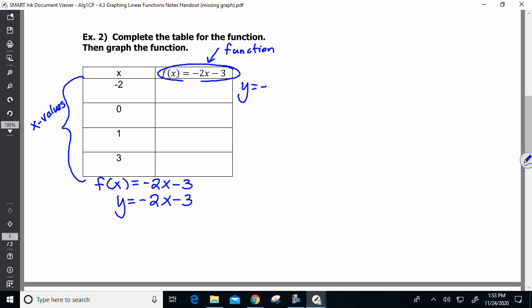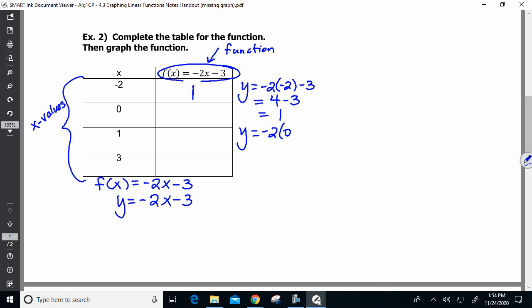We take negative 2 and plug it in to the function. If you take negative 2 and plug it in, what do you get? You get 1. Negative 2 times negative 2 is 4. 4 minus 3 is 1. There's our first answer.